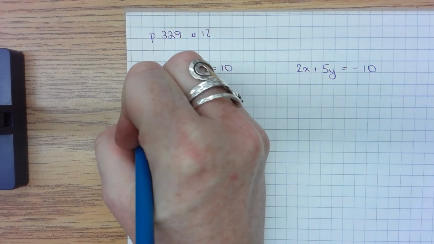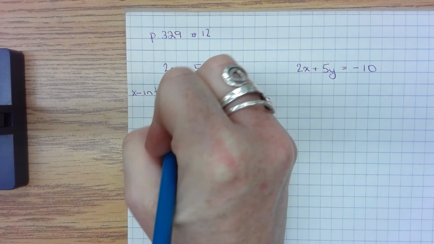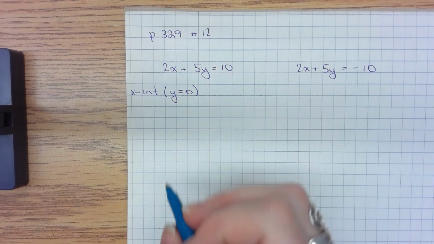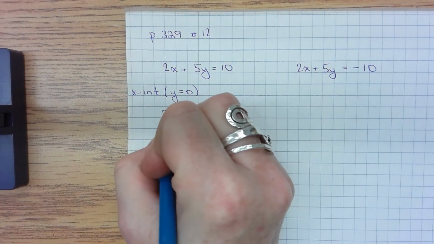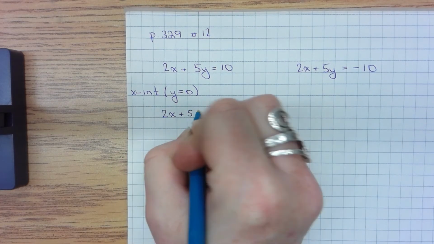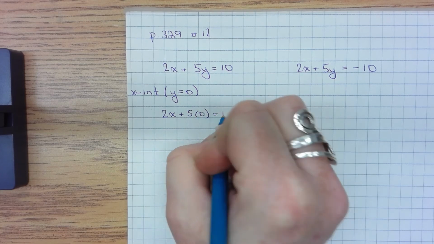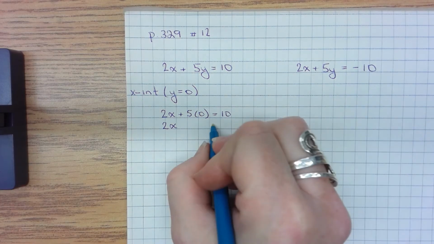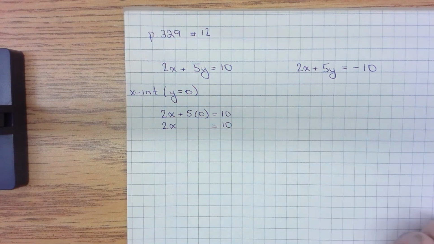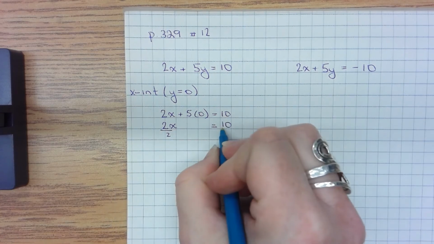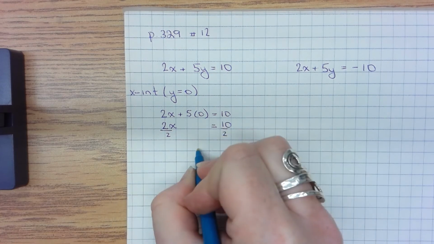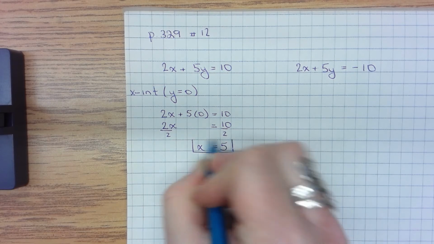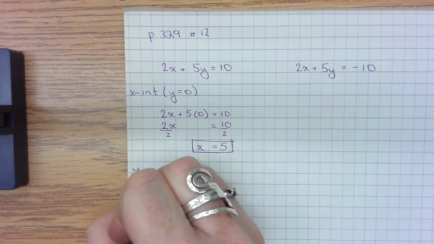To determine the x-intercept, we know that at all x-intercepts, y has to equal 0. So to calculate the x-intercept, I set y equal to 0. So I'm going to do 2x plus 5 times 0 equals 10. So now I have 2x, and 5 times 0 is just nothing, so 2x is going to be equal to 10. Then I divide both sides by 2, and I end up with x is equal to 5. So that's my x-intercept.